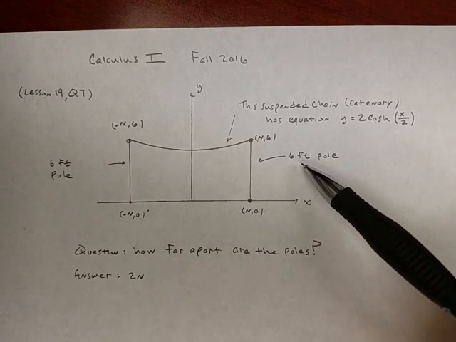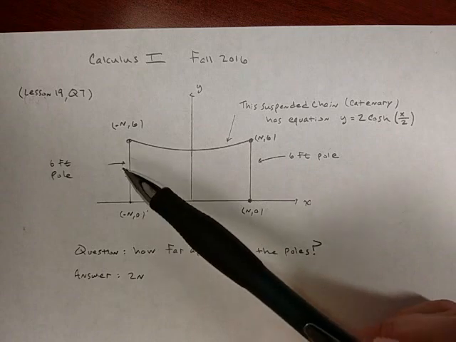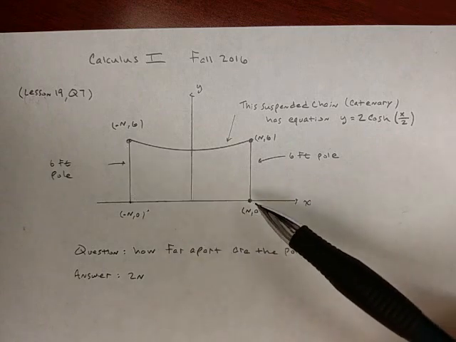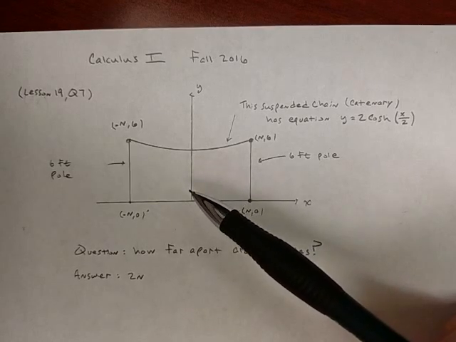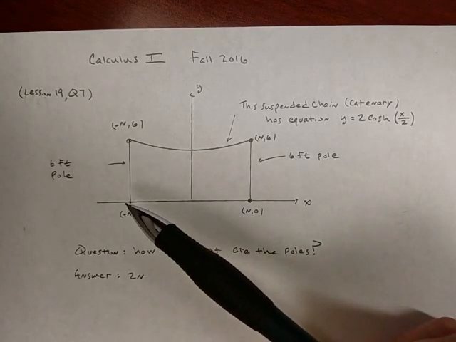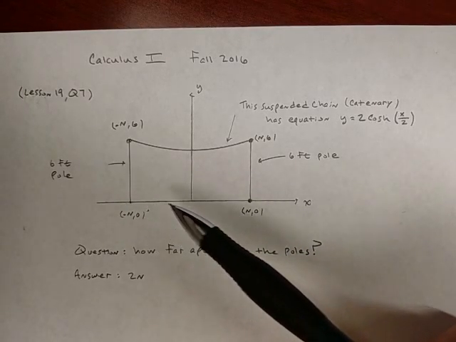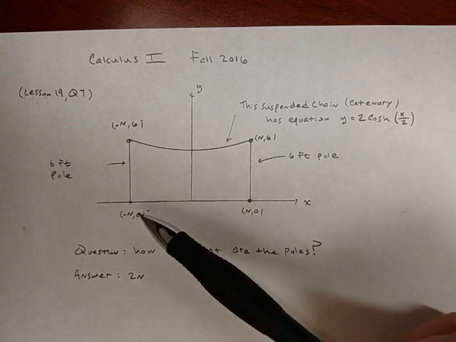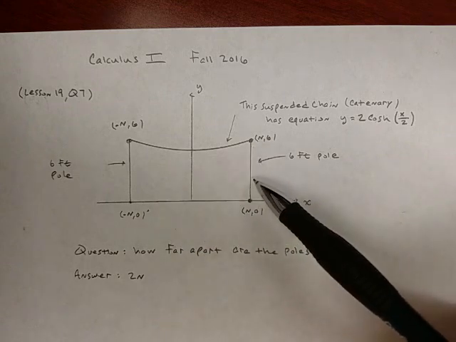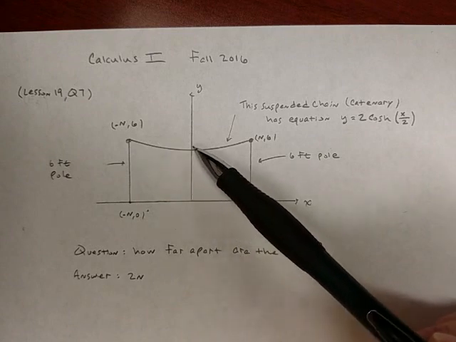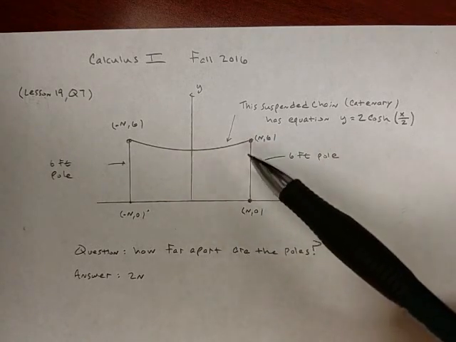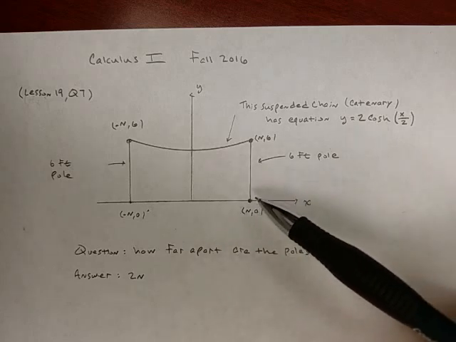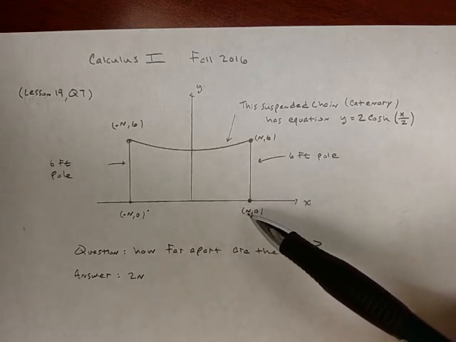We happen to know they're each 6 feet tall, and one is so far to the right of the y-axis, and the other is equally far to the left. And we don't know what that is. But if they're 6 feet tall, and this chain as it's suspended like so has that equation, how far apart are the poles? Now, I didn't know what to call that.